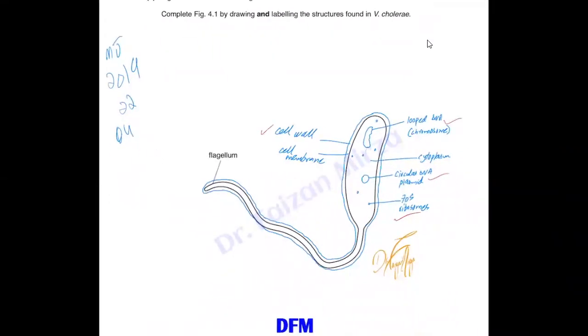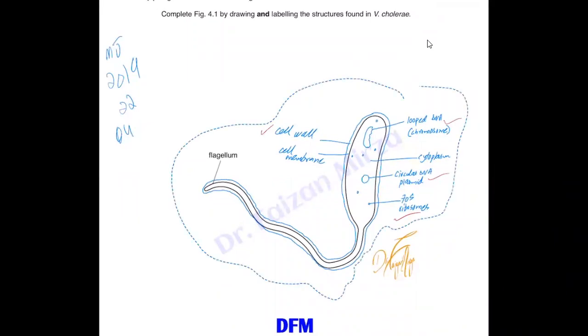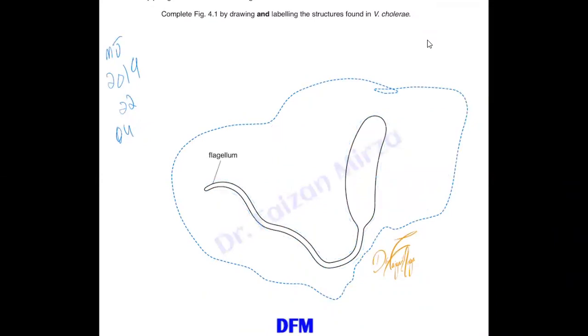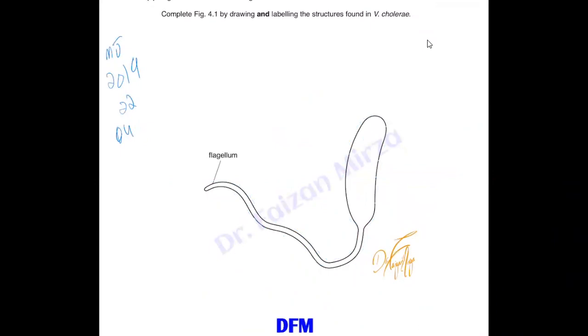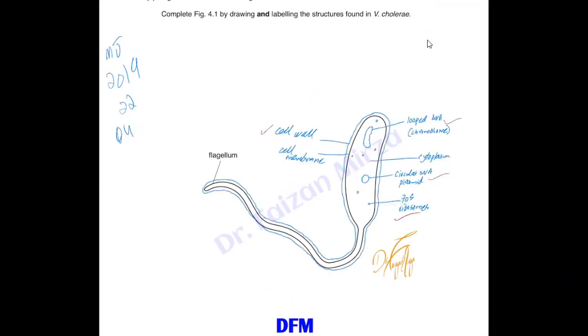When only the outline is given to you, you can expect what was given and what you really need to add. You can see this outline can be considered as a cell membrane or a cell wall either. If you take this as a cell membrane, then you have to draw a cell wall outside. If you take this as a cell wall, then you have to add the cell membrane inside. So what I did, I took this as the cell membrane, and I started to draw a cell wall outside.